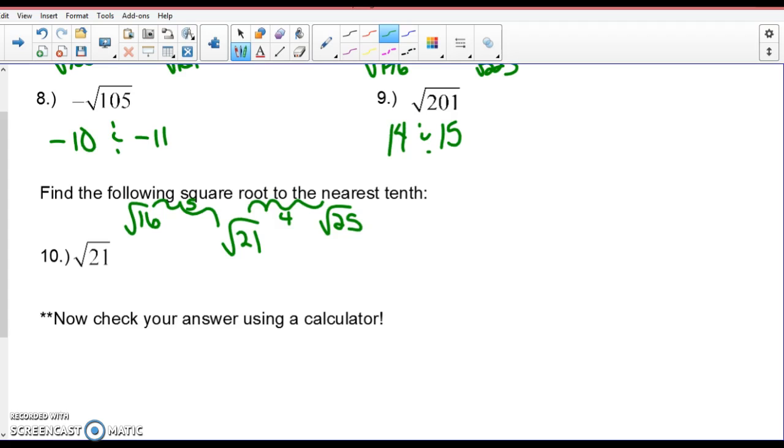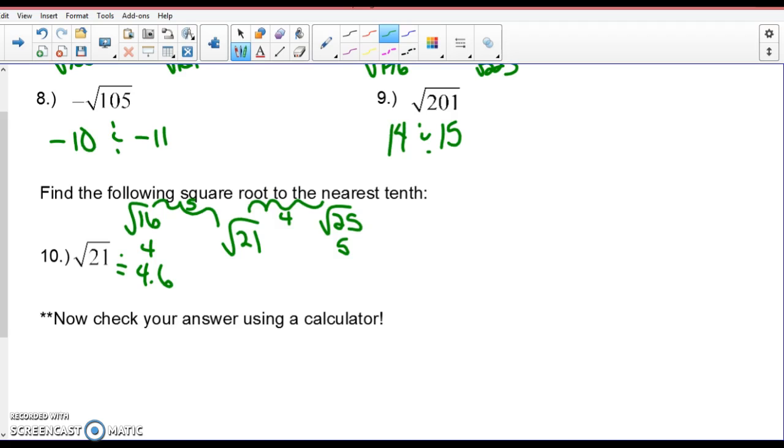Justin. What's the square root of 4? Or square root of 16? 4. What's the square root of 25? So it's between 4 and 5. 4.6. Estimate 4.6. I'm going to use a calculator here. The square root of 21 is 4.58. Justin was very close with 4.6.